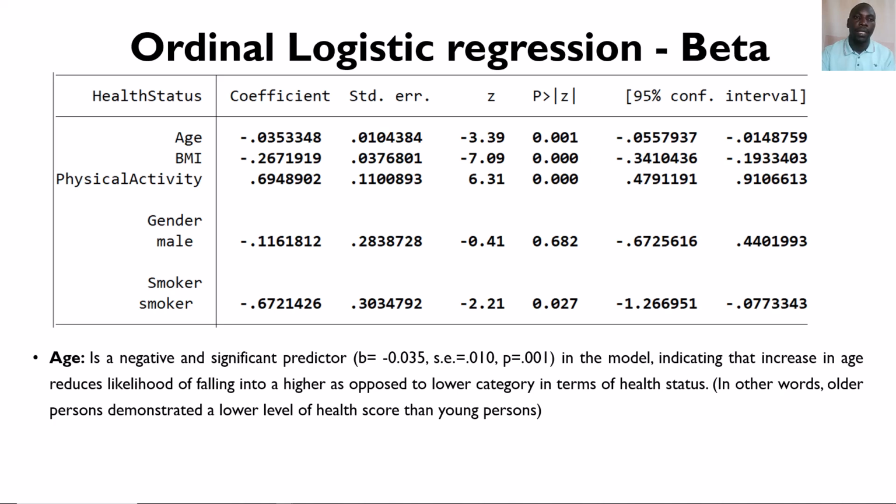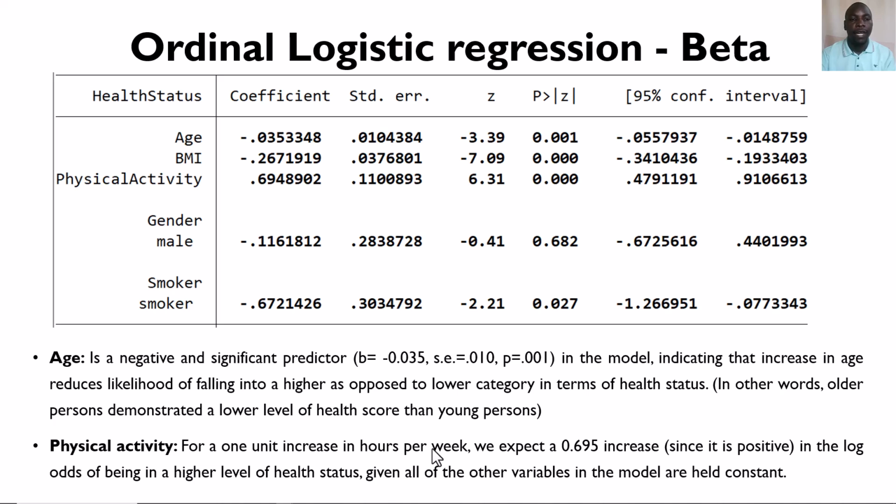So let's see how to interpret a positive value here, which is also statistically significant: physical activity, which was measured in terms of hours of exercise per week. For every unit increase in hours of exercise per week, we expect a 0.695 increase in the log odds of being in a higher level of health status, given all the other variables in the model are held constant. We are calling this an increase because the value is positive.